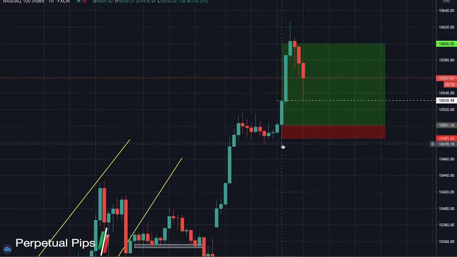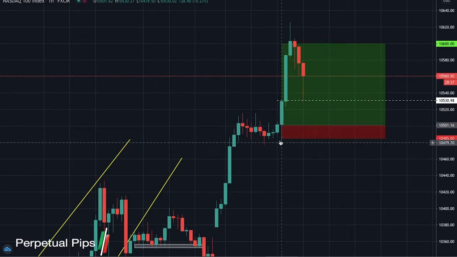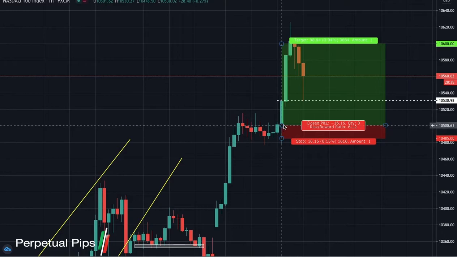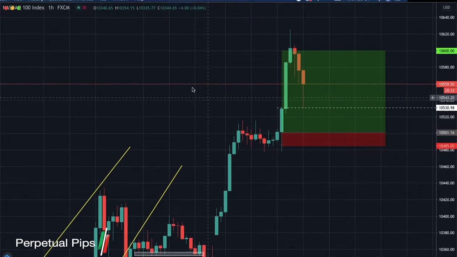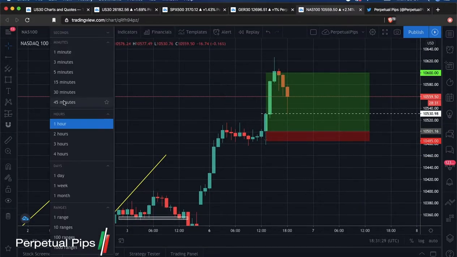And my sentiments still remained the same. I knew that this pair, rather Nasdaq, wanted to go up. So I stuck to my guns. I entered at the 10,501 level because this wick had grown, meaning that lower prices were rejected.